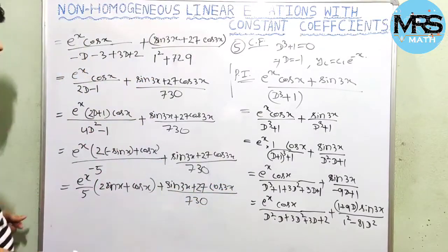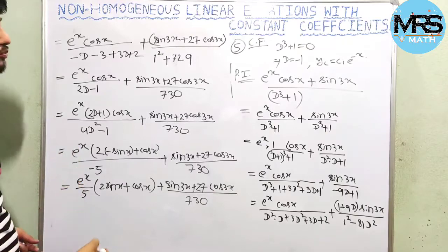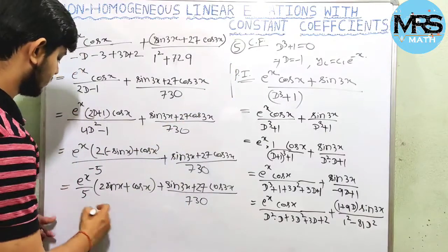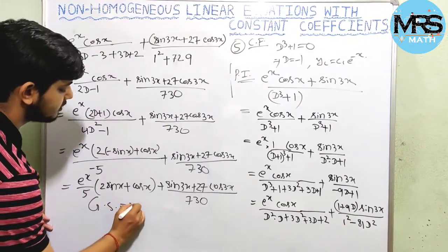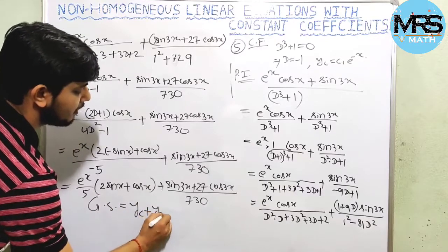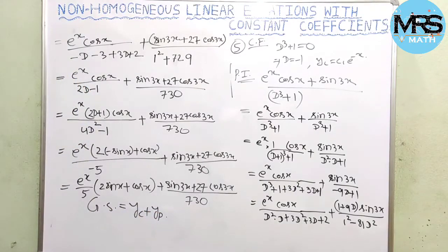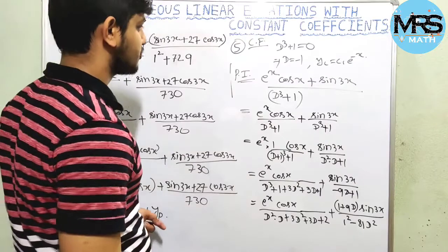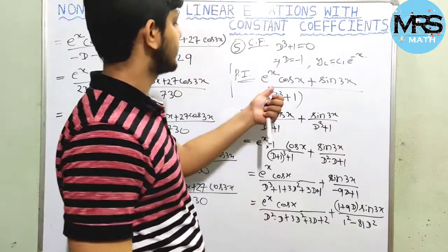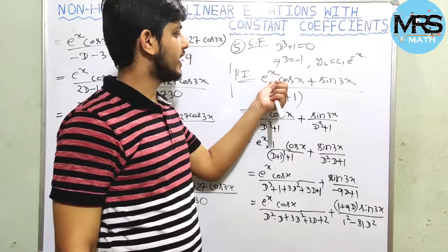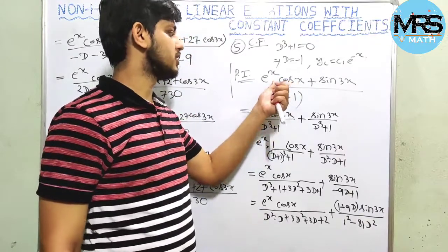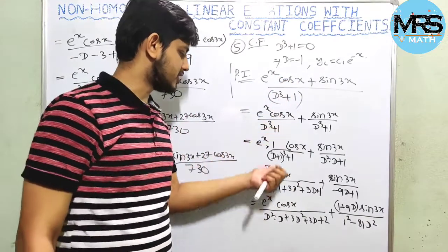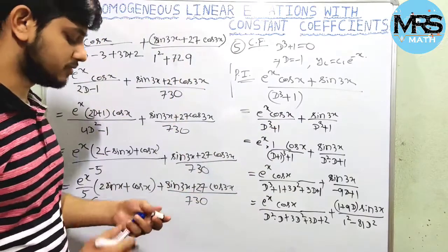So this is the final answer for yp, and this is the final answer for yc. So our general solution will be yc plus yp. Okay, so I hope you understood this problem. Here the problem was arising at e to the power x into cos x, the multiplication. So I hope you understood the process, the way I solved the problem.